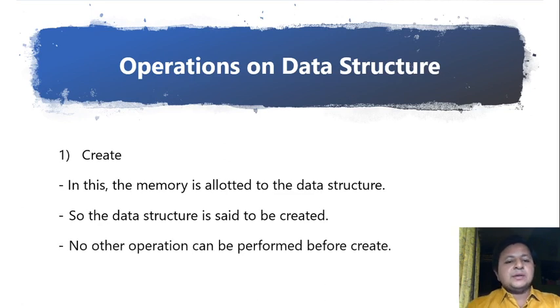Now, when we say create a data structure, what we mean is to allot memory for that particular data structure. Like when we say we are creating an array, we obviously allot memory for that array and we say that the data structure array now exists. So we say that the data structure is created. Unless we create a data structure, we cannot perform any other operation on it. So that's one of the very basic operations, create.